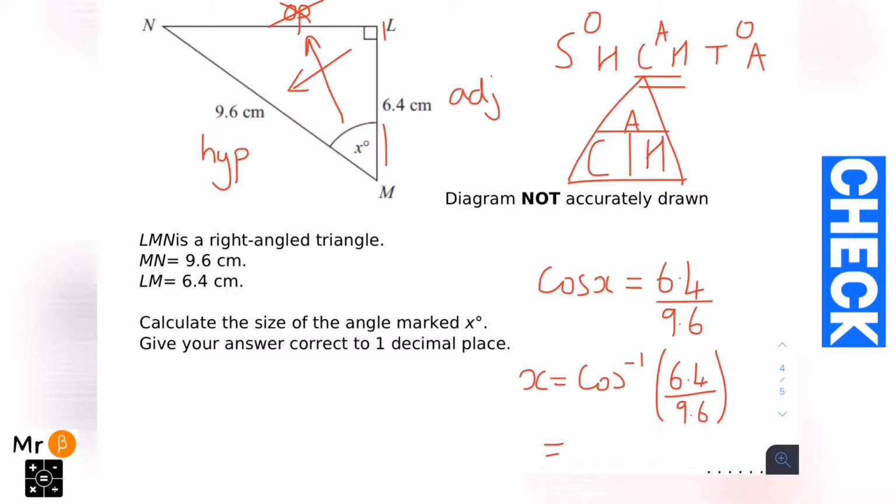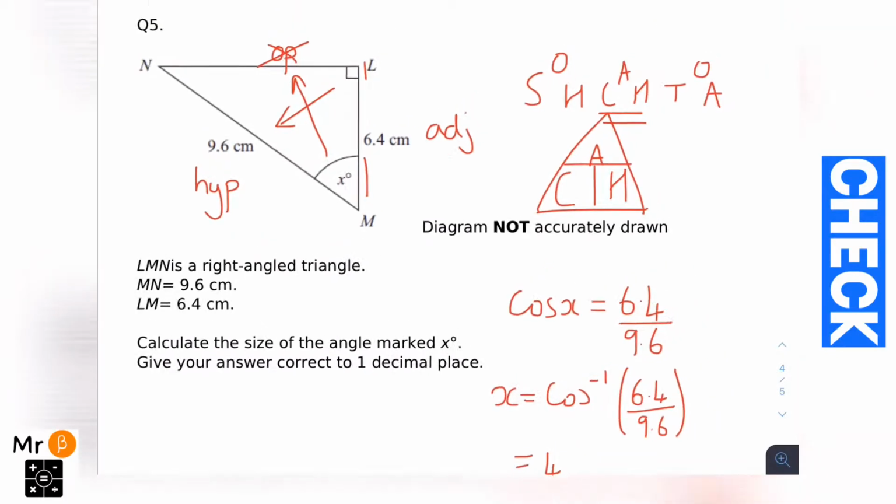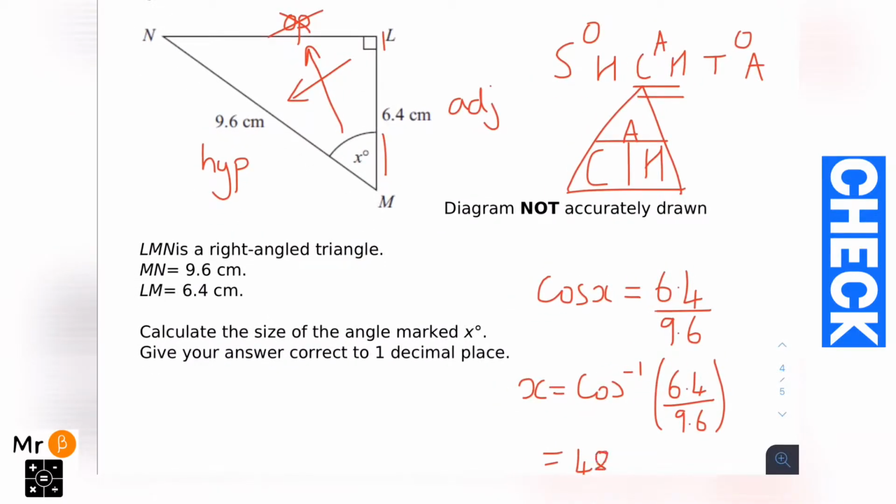So then we type this into our calculator, cos to the -1 of 6.4 divided by 9.6, and we'll get the answer 48.189. Again, have a look at the question. It wants you to round it to 1 decimal place, so our final answer is 48.2 degrees.